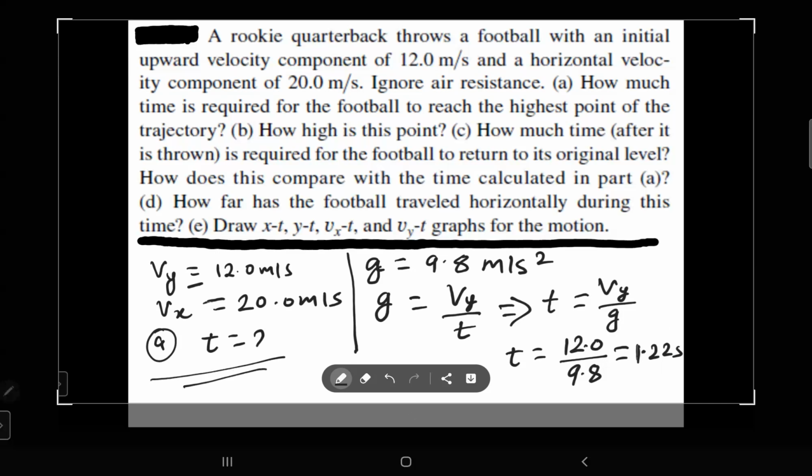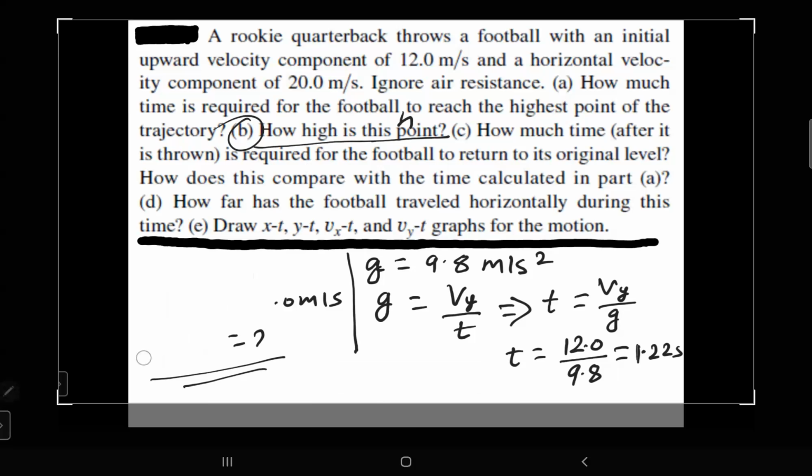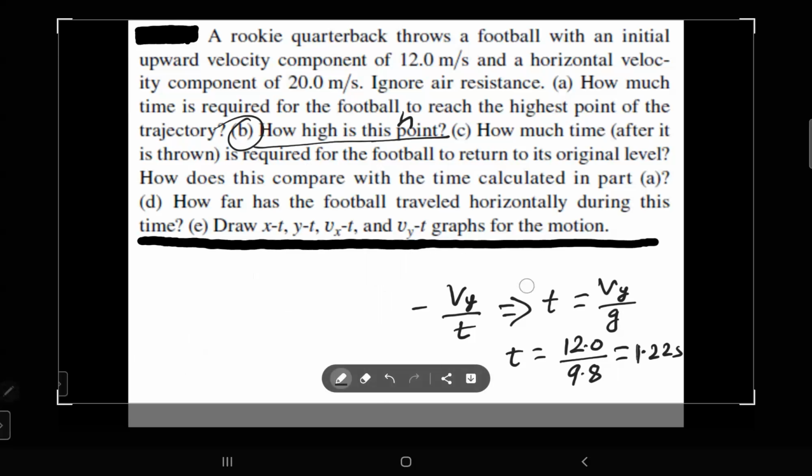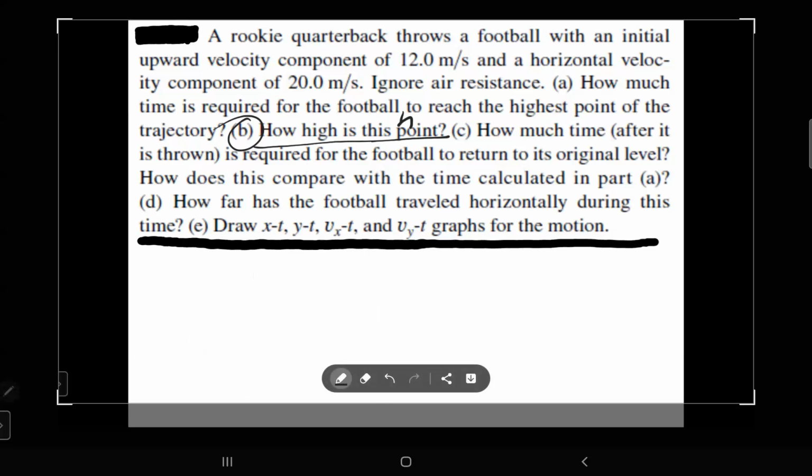Now in B, how high is this point? So you have to find a height. To find a height, you can again use the equation that is applied for vertical motion. That is simply the kinematic equation. Okay, so let me erase this one and write down the equation for the second one, B.